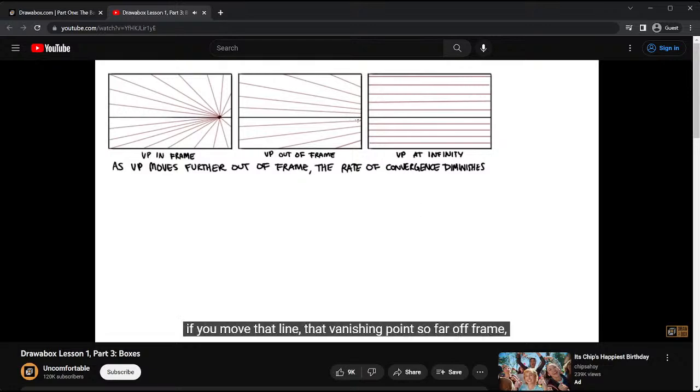But if you move that vanishing point so far off frame, if you slide it along the axis or horizon so far away, eventually the actual convergence is going to become so minimal that it's barely worth even considering. So these lines are basically parallel to one another because this point has slid so far away that we refer to it as the vanishing point going to infinity. It's infinitely off the frame.